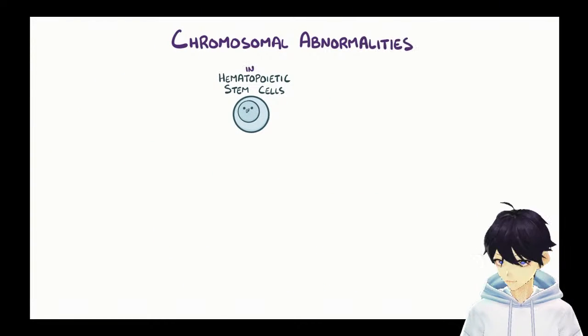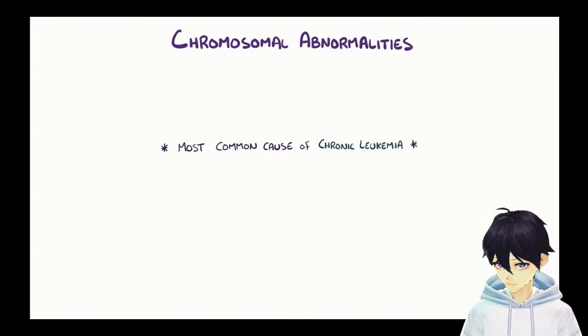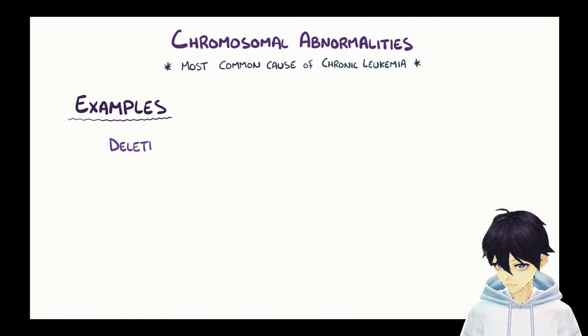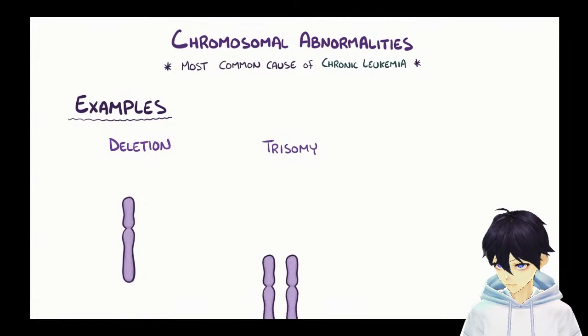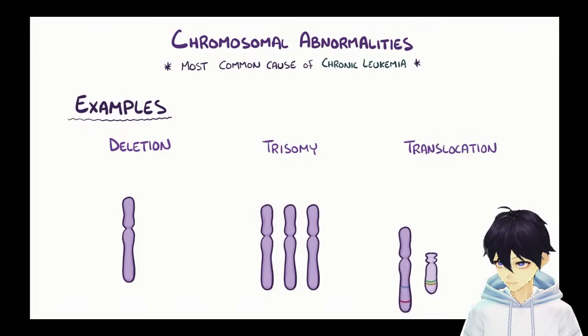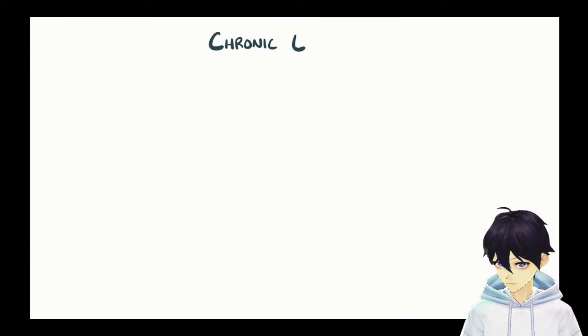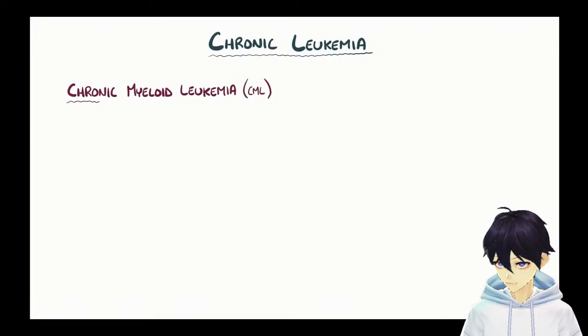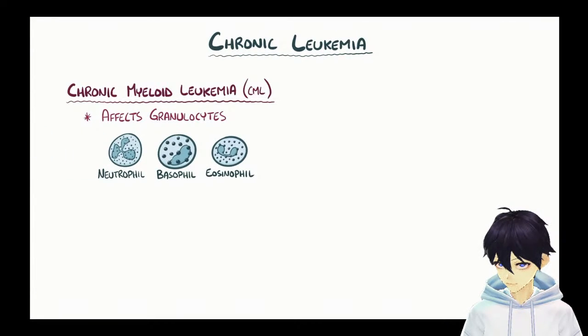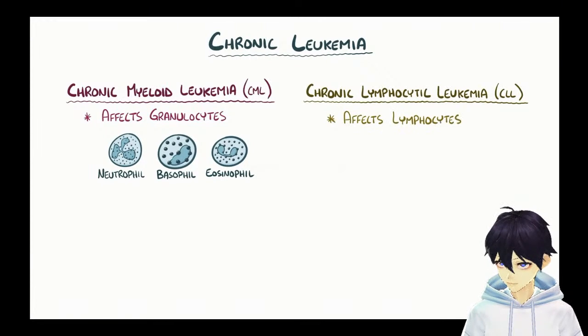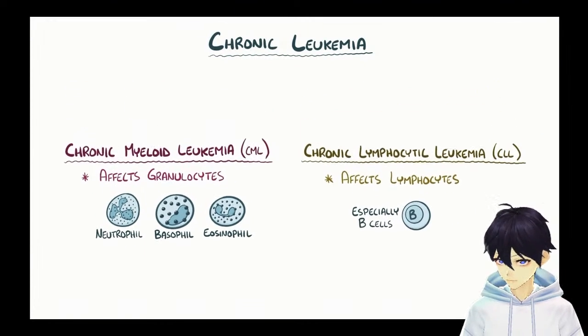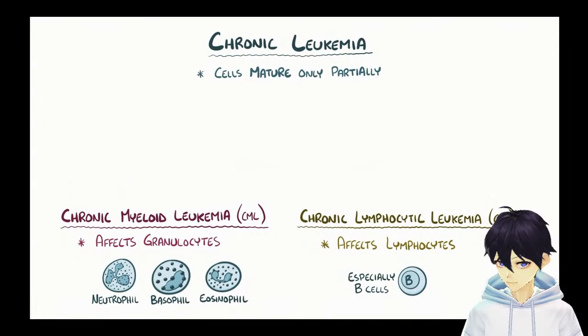A chromosomal abnormality in hematopoietic stem cells that are destined to become leukocytes is the most common cause of chronic leukemia. Some examples of abnormalities include a chromosomal deletion, where part of a chromosome is missing, a trisomy, where there's one extra chromosome, and a translocation, where 2 chromosomes break and swap parts with each other. Now, there are 2 types of chronic leukemia. The first is chronic myeloid leukemia, or CML, which is caused by a particular chromosomal translocation that affects granulocytes. The second is chronic lymphocytic leukemia, or CLL, which is caused by a variety of chromosomal mutations that affect lymphocytes, in particular B cells.